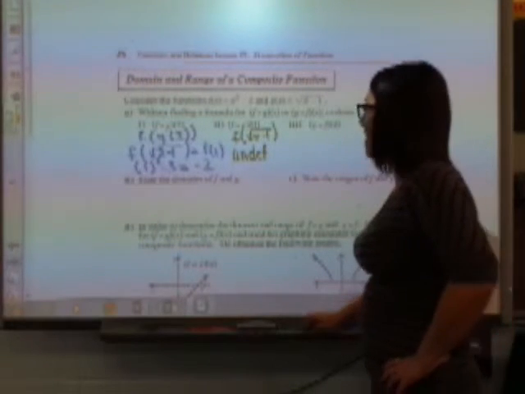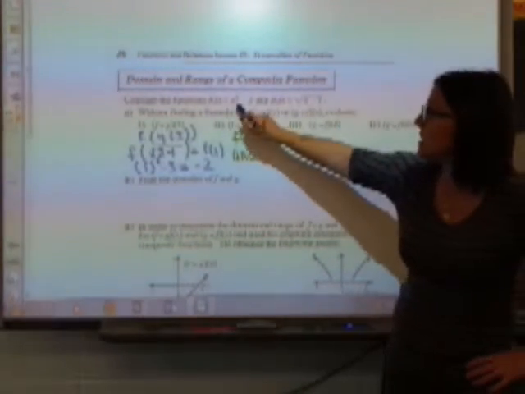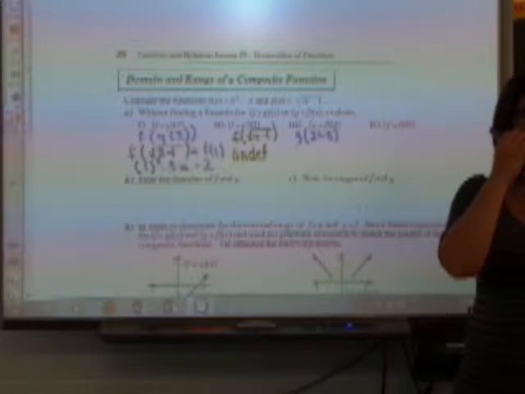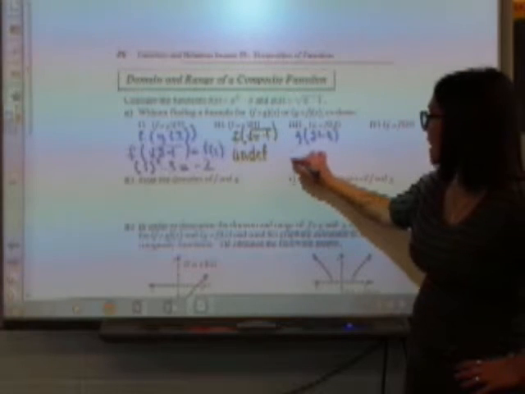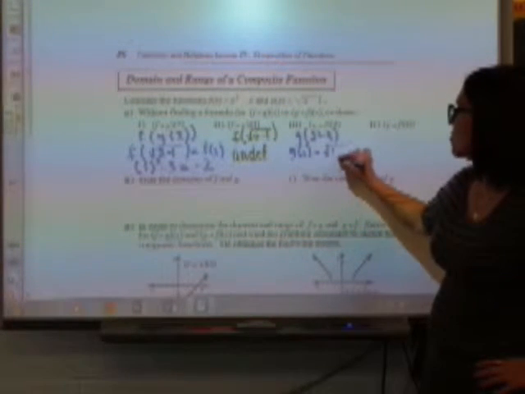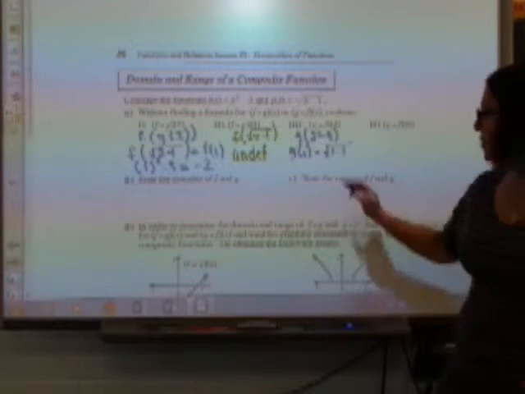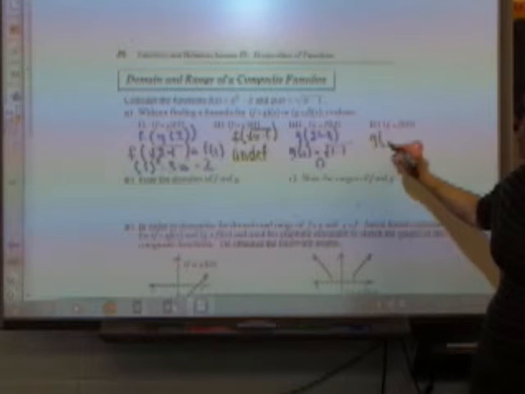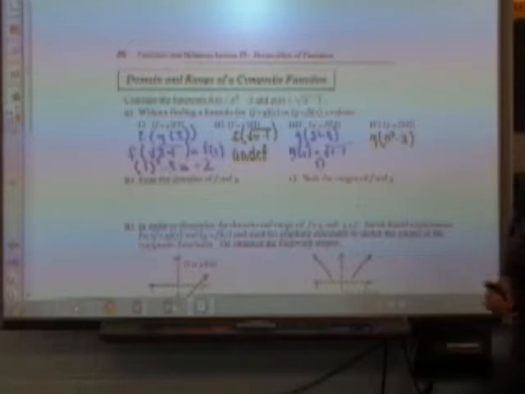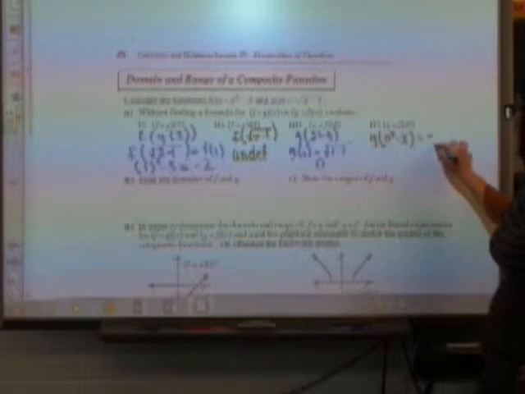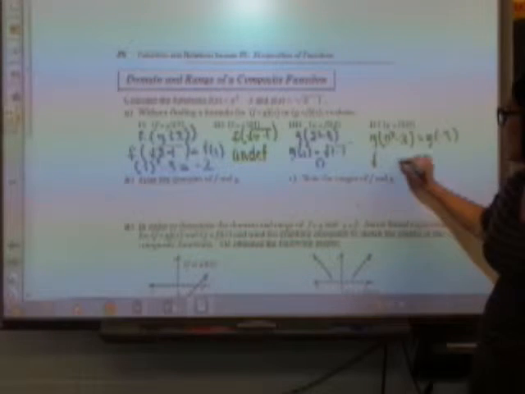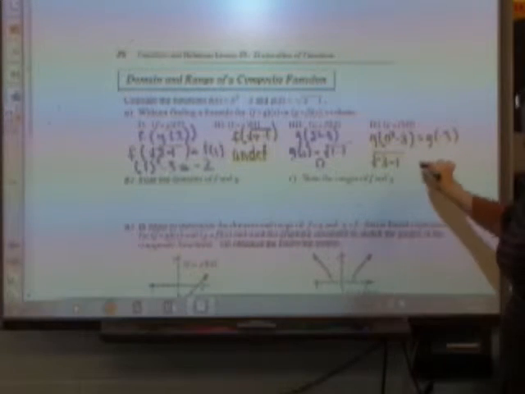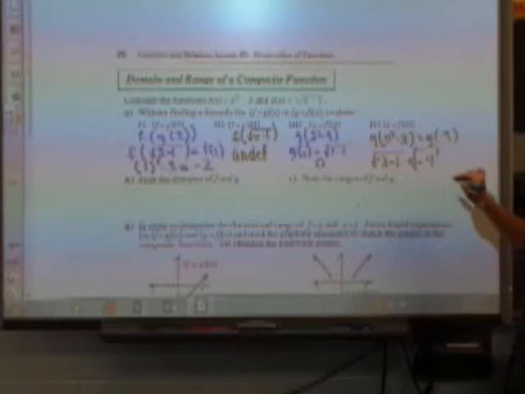Okay, so now if I look at g of f of 2, that means I substitute 2 into this formula. So I would get g of 2 squared minus 3. What's 2 squared? And 4 minus 3? So now I'd have g of 1, which then would become the square root of 1 minus 1, which is 0. Okay? And finally, g of f of 0 means that I would put 0 in for f, so I would get 0 squared minus 3, which is negative 3. And then I put it into my g formula. I get negative 3 minus 1, which is negative 4, and what is the square root of negative 4? Undefined.